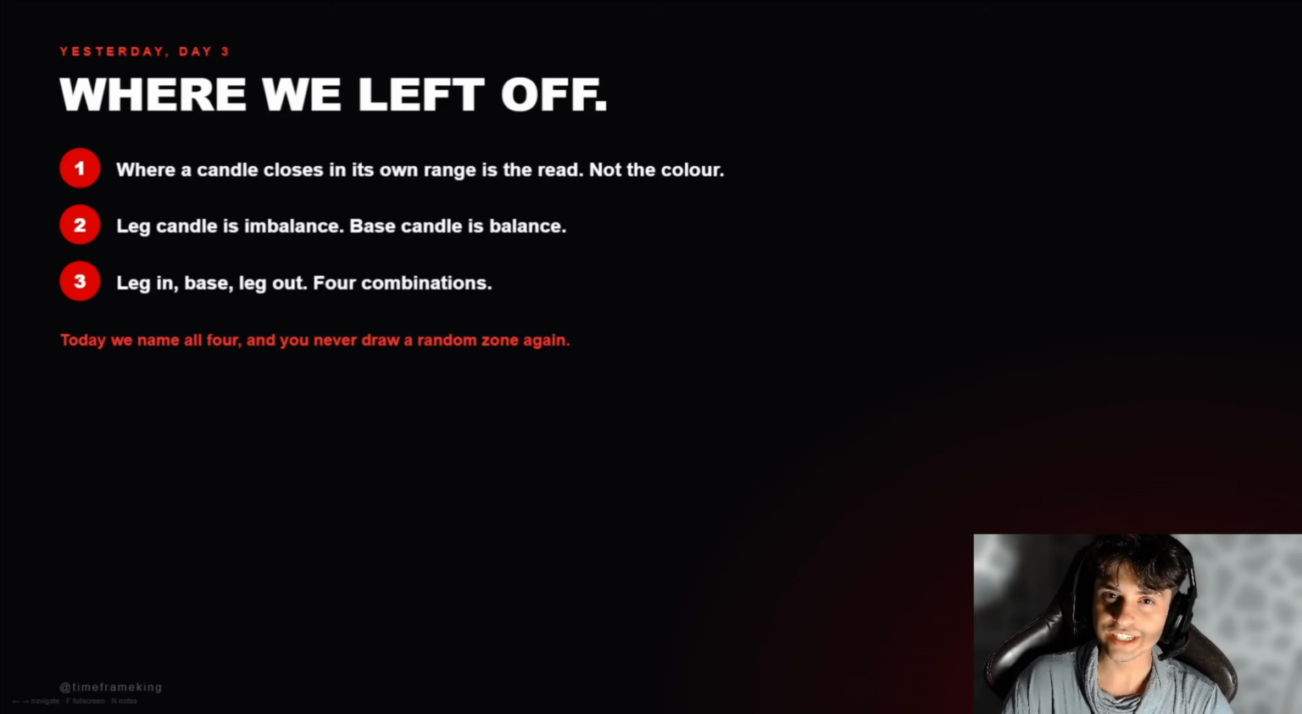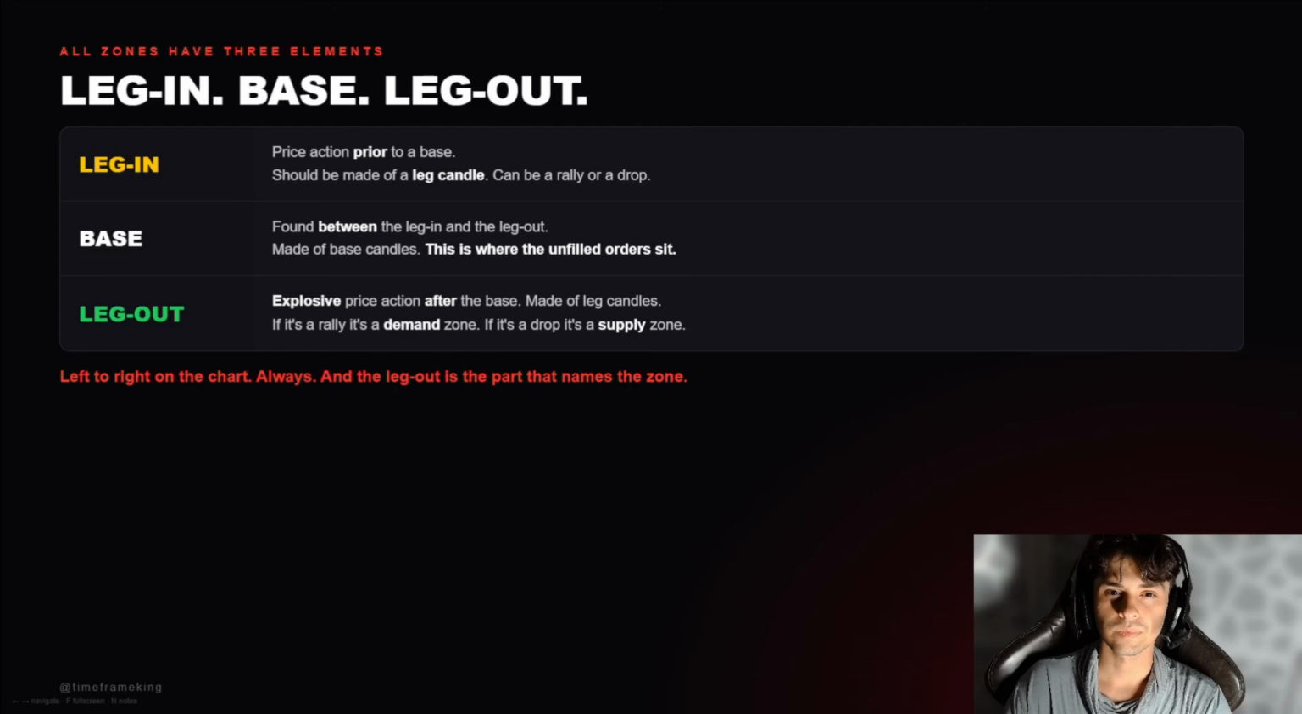But first, a quick reset, because today is only going to work if you remember what we talked about yesterday. Where a candle closes in its own range is the read, not the color. Leg candle is in balance, base candle is balance. And leg in, base, leg out. Those four combinations, okay? Today I'm going to name all four combinations, and after this you're never going to draw a random zone again. But before the names, you need to know what you're actually looking at, because most people have this completely backwards. Every single one of them is built from exactly three pieces: leg in, base, leg out.